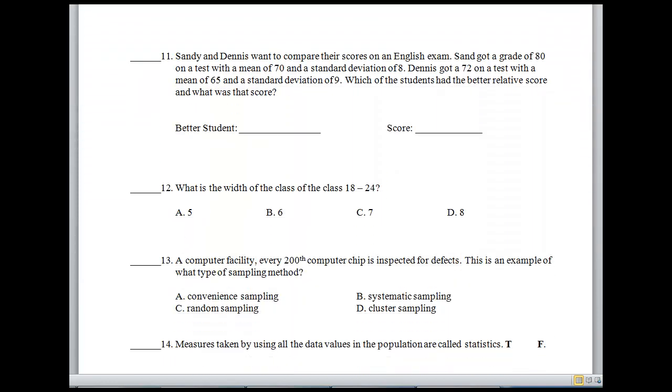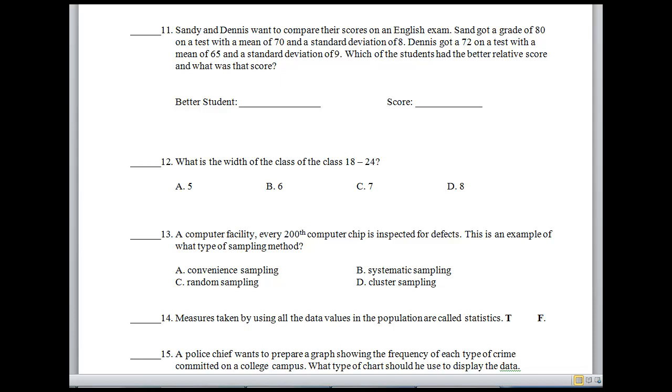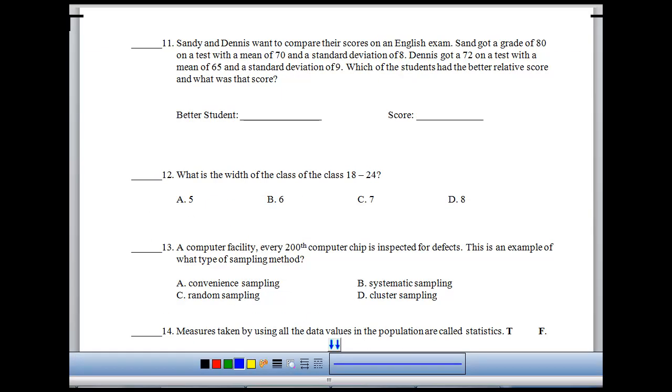Okay, Sandy and Dennis want to compare their scores on an English exam. Sandy got a grade of 80 on a test with a mean of 70 and a standard deviation of 8. Dennis got a 72 on a test with a mean of 65 and a standard deviation of 9. Which of the students had the better relative score, and what was that score?